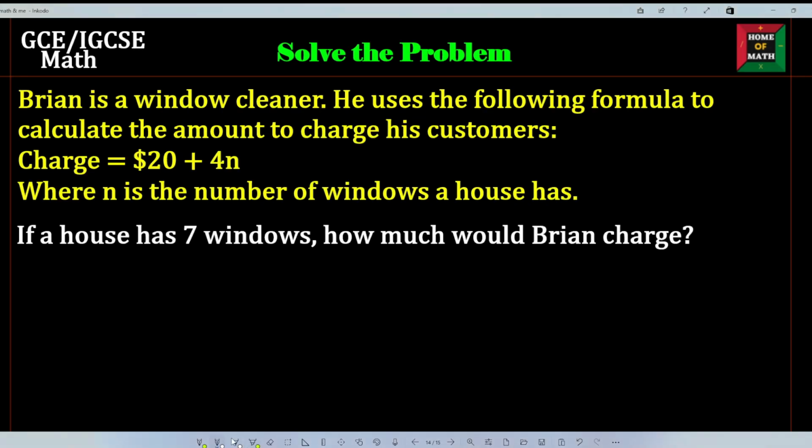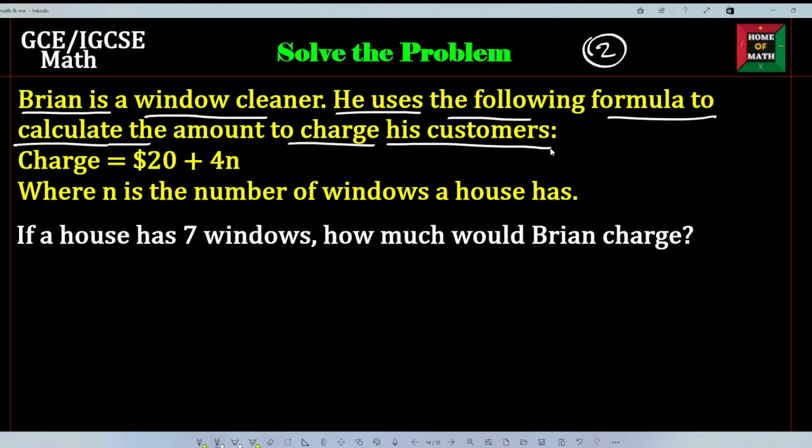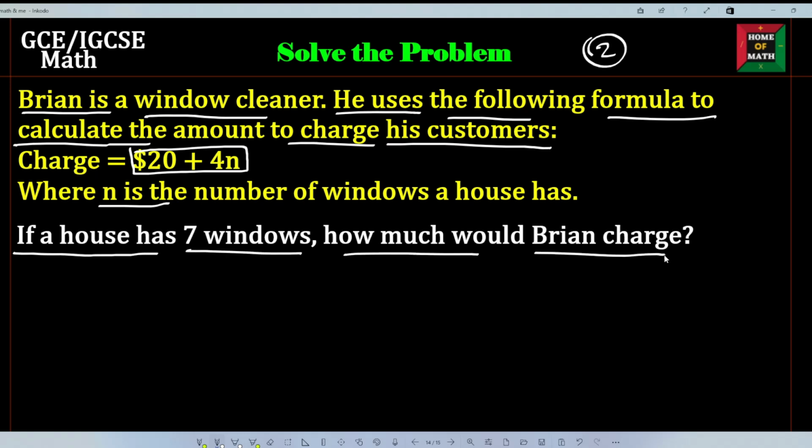Second question. This one is the second problem. Brian is a window cleaner, he uses the following formula to calculate the amount to charge his customers. Charge is $20 plus 4n, where n is the number of windows a house has. So our main part is, if a house has 7 windows, how much would Brian charge?